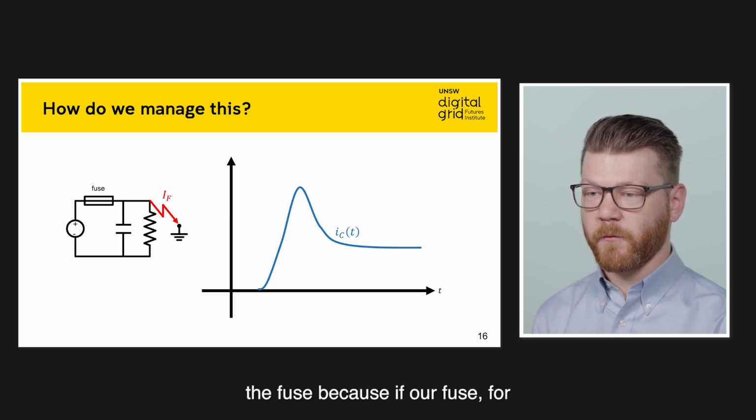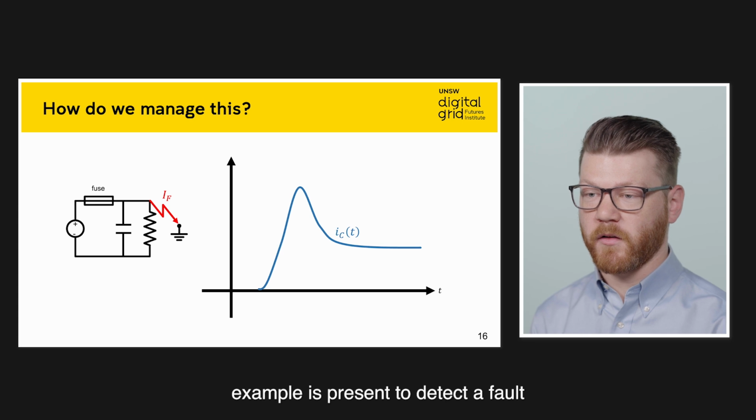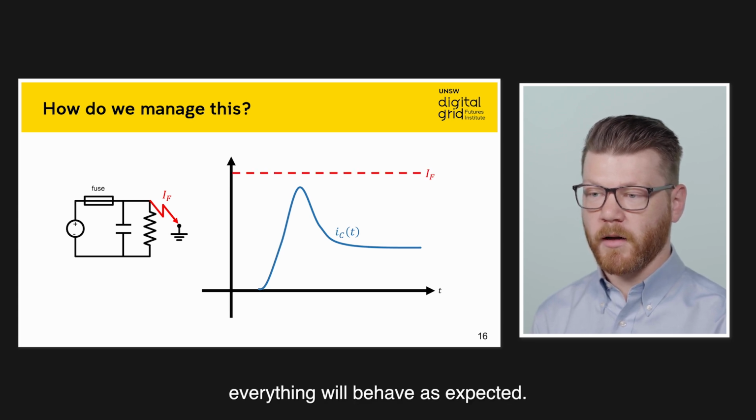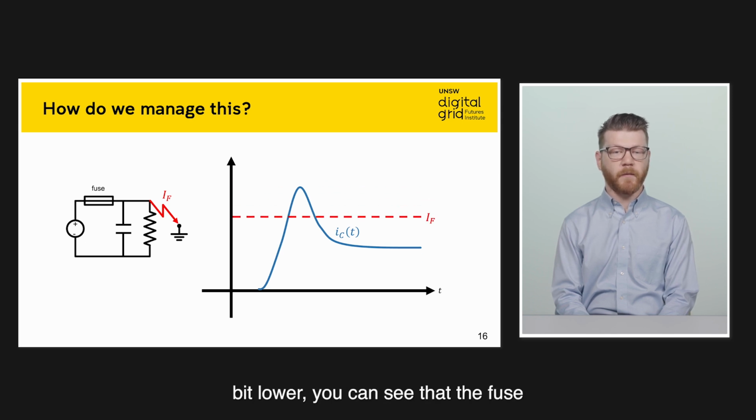Now this could be a problem for the fuse because if our fuse, for example, is present to detect a fault and the fault level is set up here, everything will behave as expected. But if our fault level was set a little bit lower, you can see that the fuse will indeed be tripped by that inrush current despite the fact that the steady state load lies below the fuse rating.